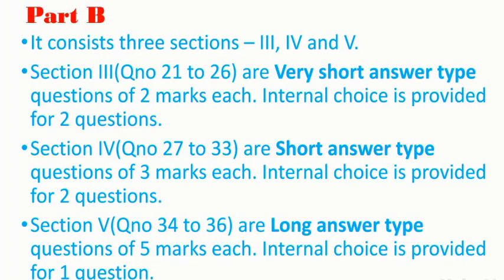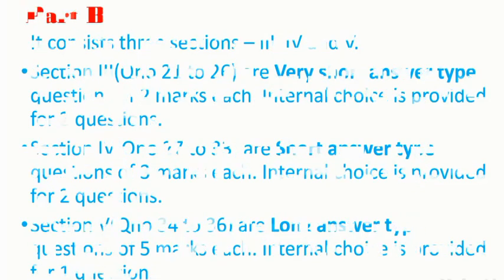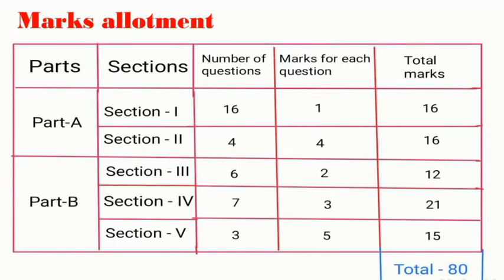Everything we have discussed. Now let's see the overall marks allotment. I have given it in the form of a table here. So part A, part B. In part A, section 1, section 2. Part B, section 3, section 4, section 5. In section 1, 16 questions, each 1 mark, total 16 marks. Section 2, 4 questions will be given, each is 4 marks. So 4 into 4, 16 marks. Section 1 and section 2 both added means 32 marks you will get from part A.